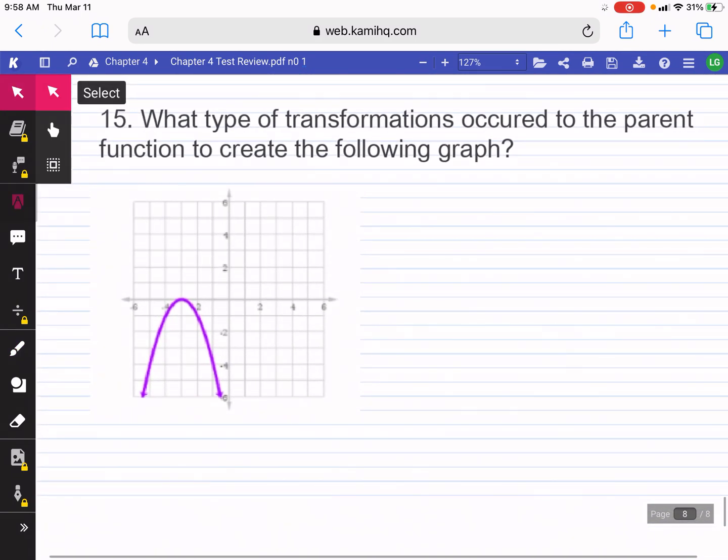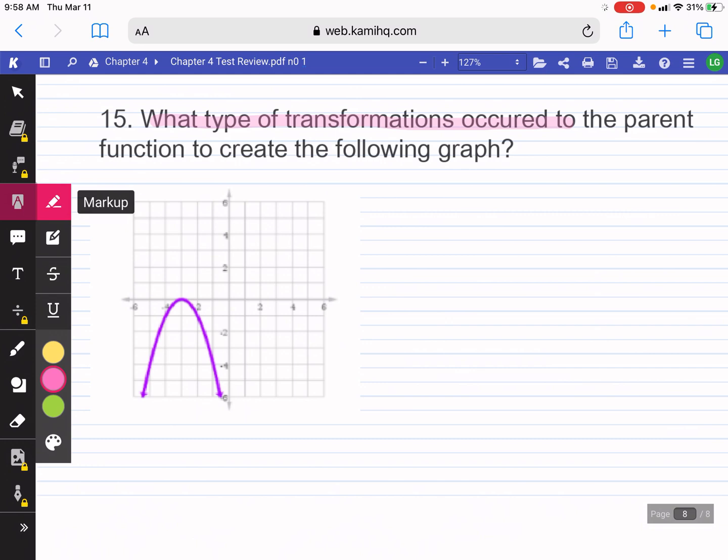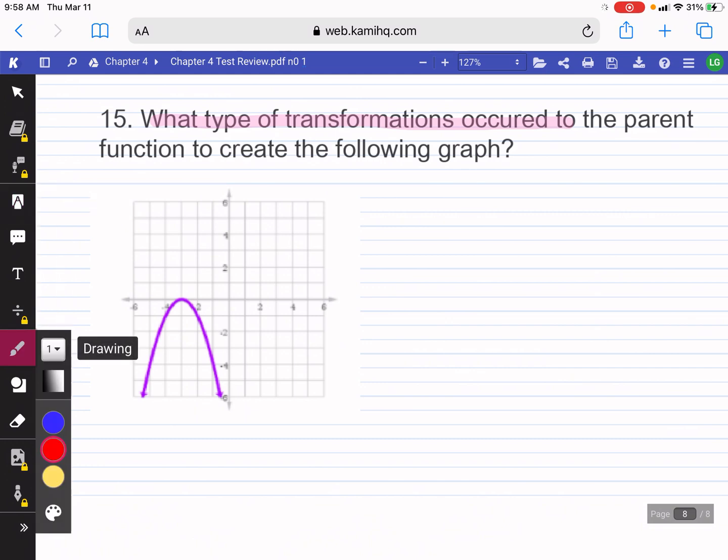Here in this next one, it's asking what type of transformations occurred. So let's look at our vertex first. Here, to get to the new vertex, it moves left 3. And then if I look at my graph, it's flipped. So that means it's negative, so there's a reflection over the x-axis.